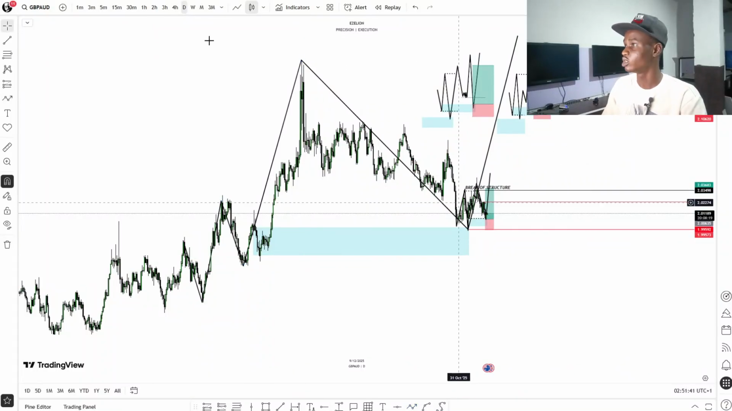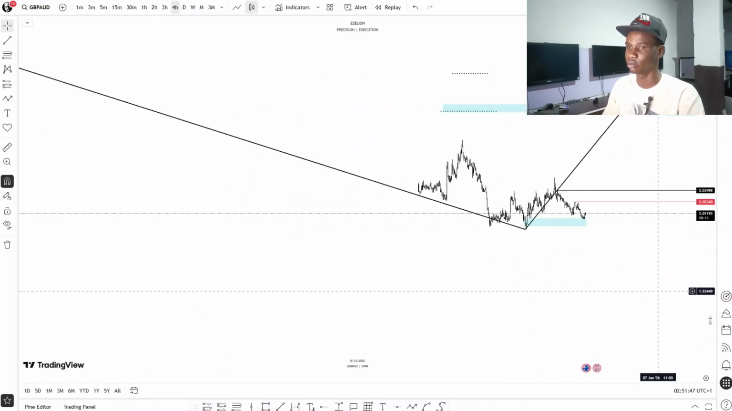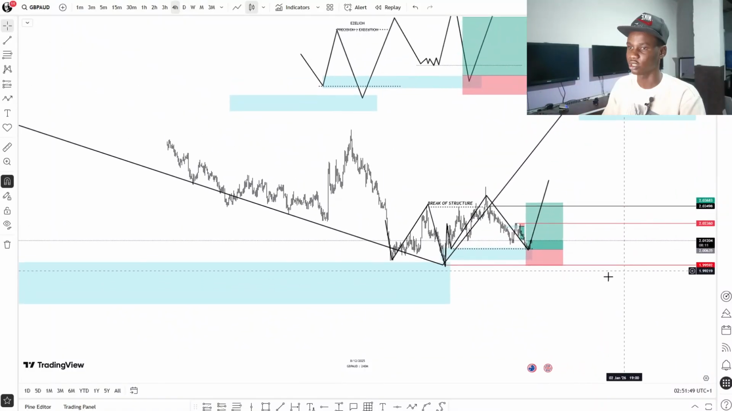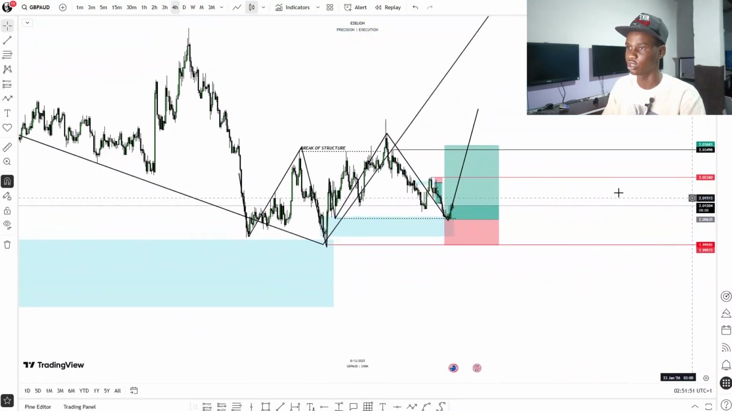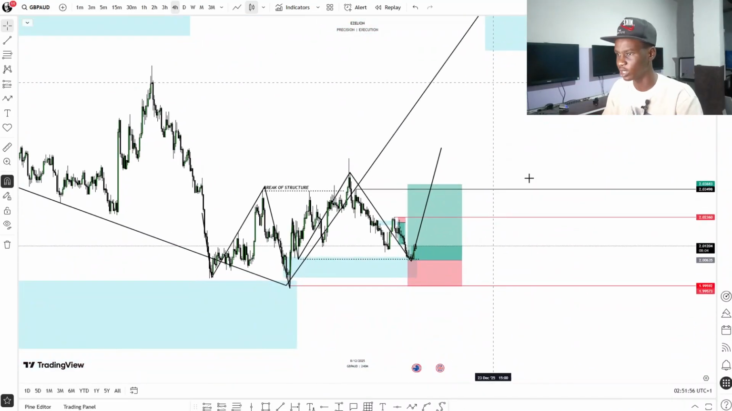As price tapped into the key level, we can now go to our next time frame, which is the 4 hour time frame, and look for this pattern. So that is the logic behind this trade: look for our setup, which is this two-part pattern.